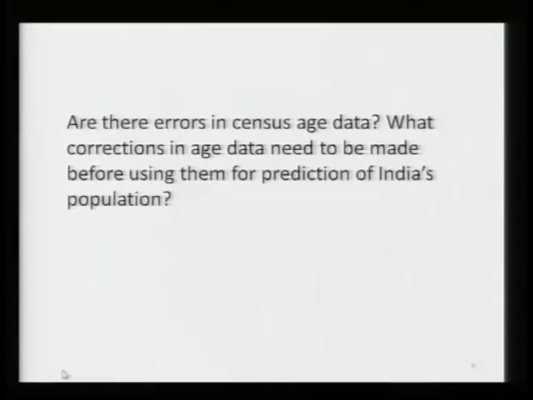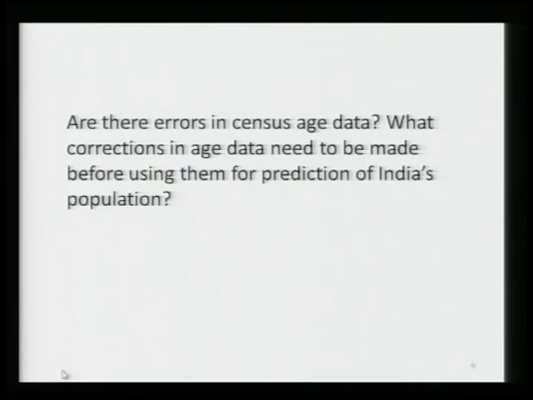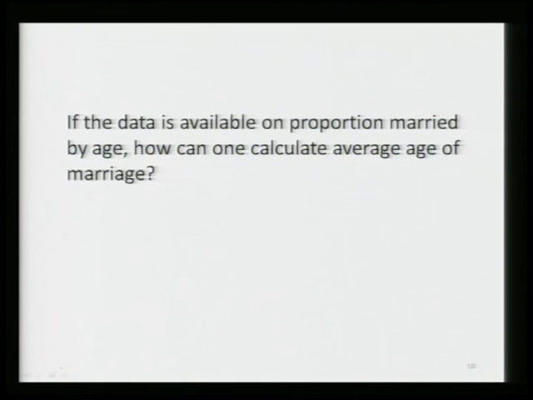This logic can be extended further, and more complex mathematics can be worked out for answering other types of questions. Some other questions are like, are there errors in census age data? How do we know whether census age data suffers from errors or not? We must have some theoretical understanding of how an age distribution, or smooth age distribution, should look depending on the levels of birth and death rates. What corrections in age data need to be made before using them for prediction of India's population? Another question: if data is available on the proportion married by age, how can one calculate the average age of marriage?